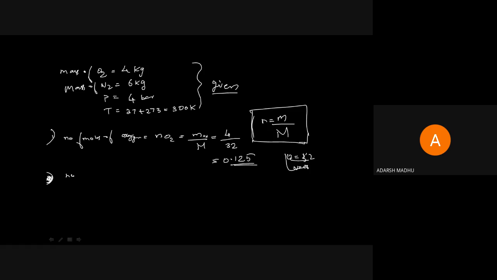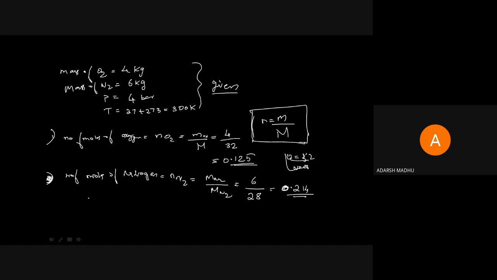Second one, number of moles of nitrogen, N2. It is mass of N2 divided by molecular weight of N2. Mass is given as 6 kilogram. Molecular weight of nitrogen is 28. It means that 6 by 28 is the number of moles of nitrogen, which is 0.214. So we have 0.125 and 0.214. Now find out the mole fractions of each component. The question is to find out the mole fraction of each component.